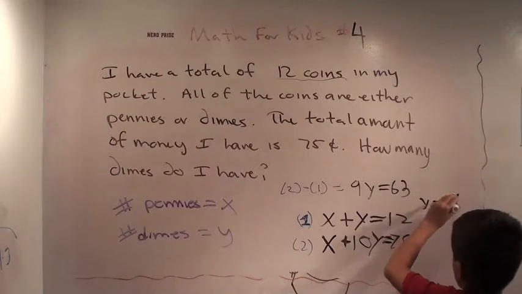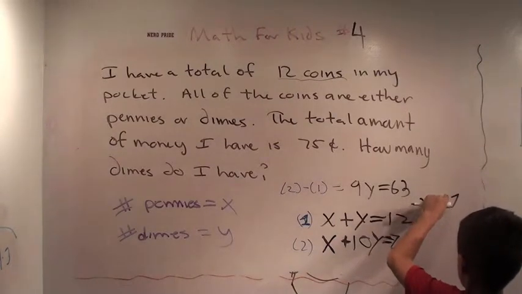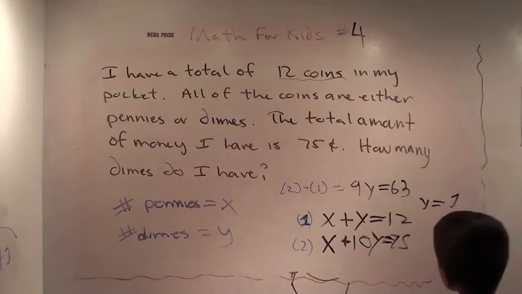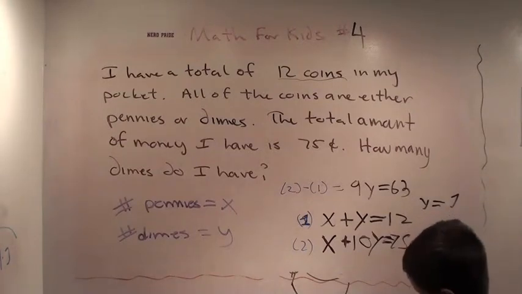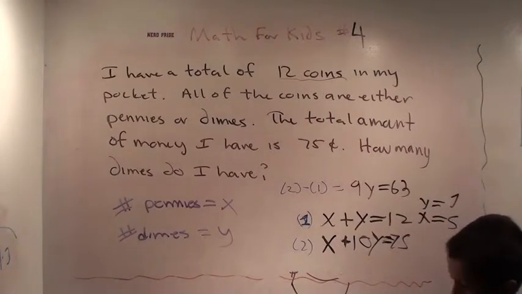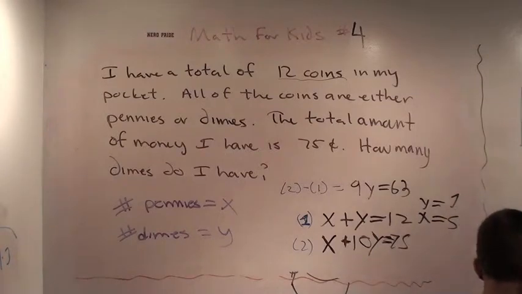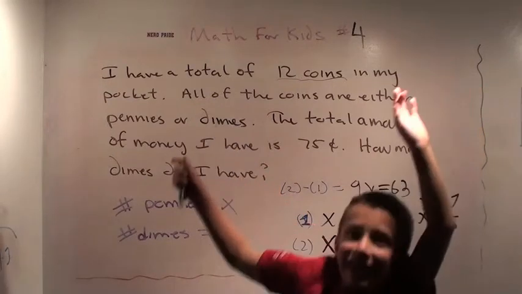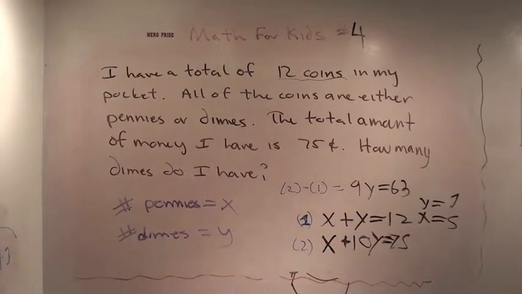And if y equals 7, what does x equal? Not 17, I'll erase it. Okay. If y equals 7, what does x equal? x has to equal 5. Okay, and let's double check. If I have 5 pennies and 7 dimes, is that 75 cents? Of course. All right. Good job. High five. Yippee! That's a hard problem. Okay. Ready for the next one?